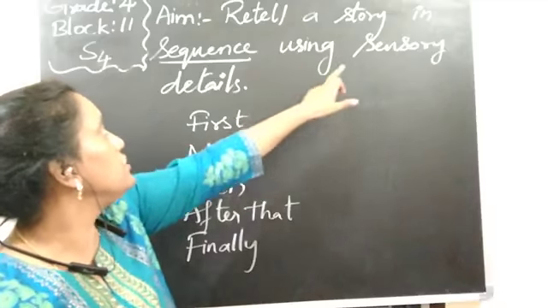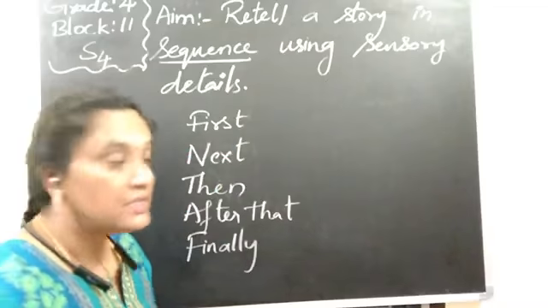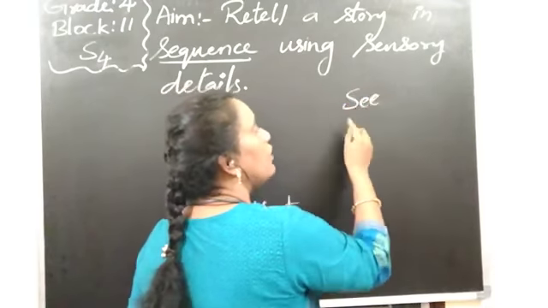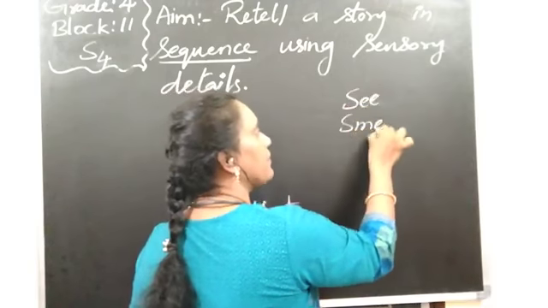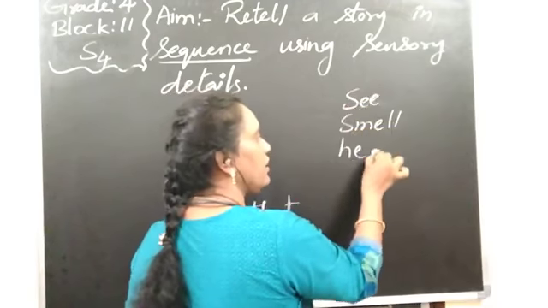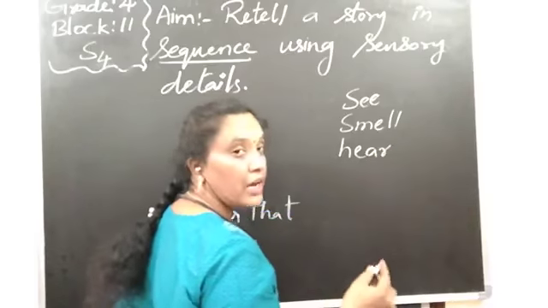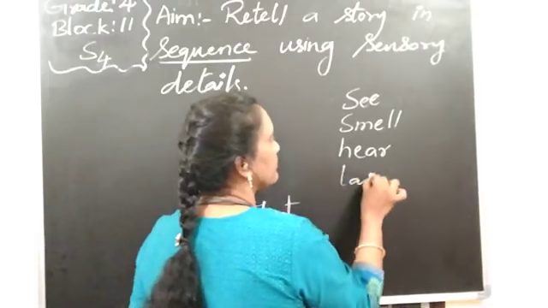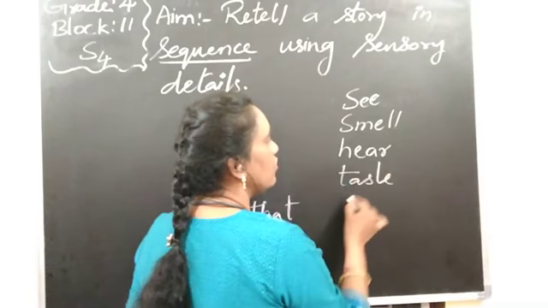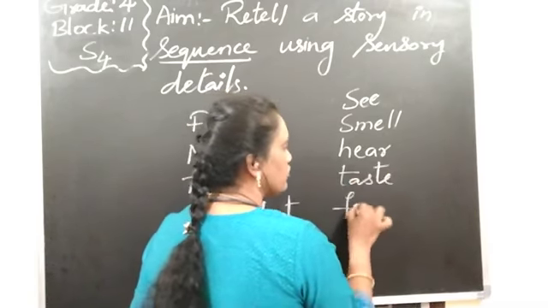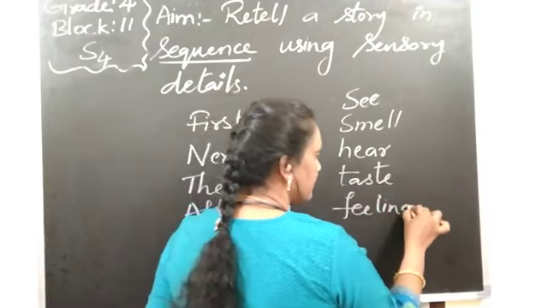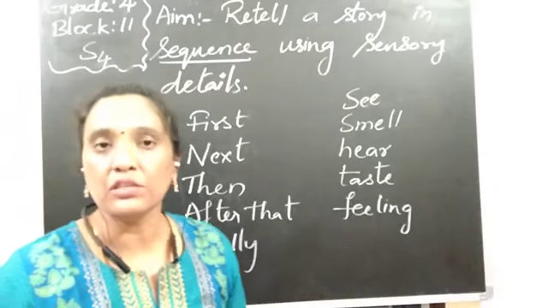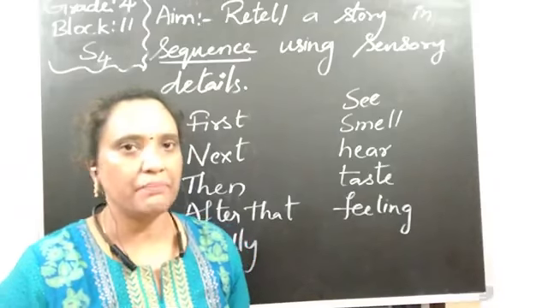Then what about using sensory details? Sensory details means whatever we are seeing, whatever we are smelling, whatever we are hearing, whatever we are touching, in the sense, or tasting, and also whatever we are feeling. Basing on these senses, we are going to retell a story in sequence. So what story? Let us take the Peter story only.